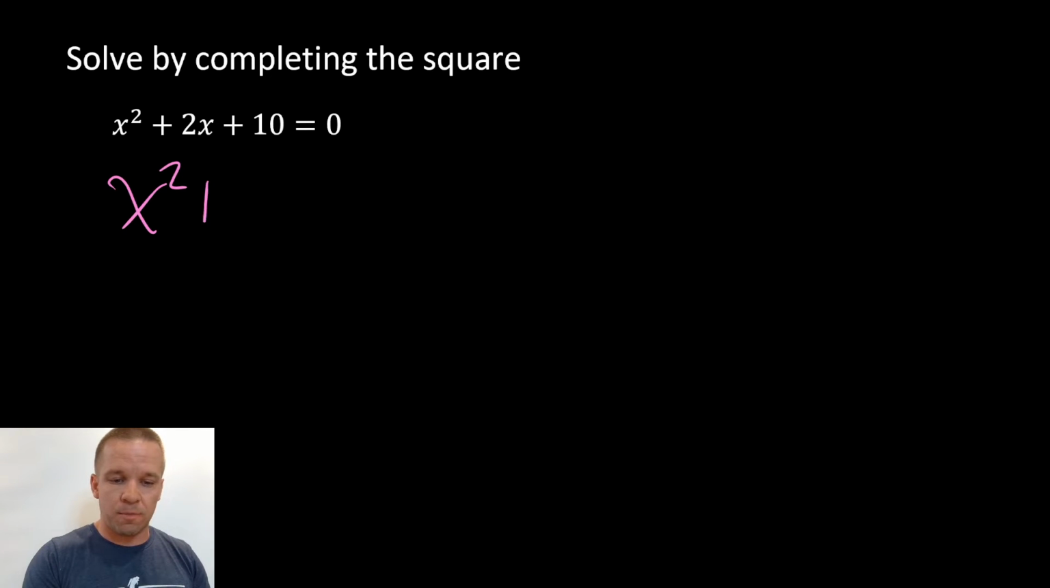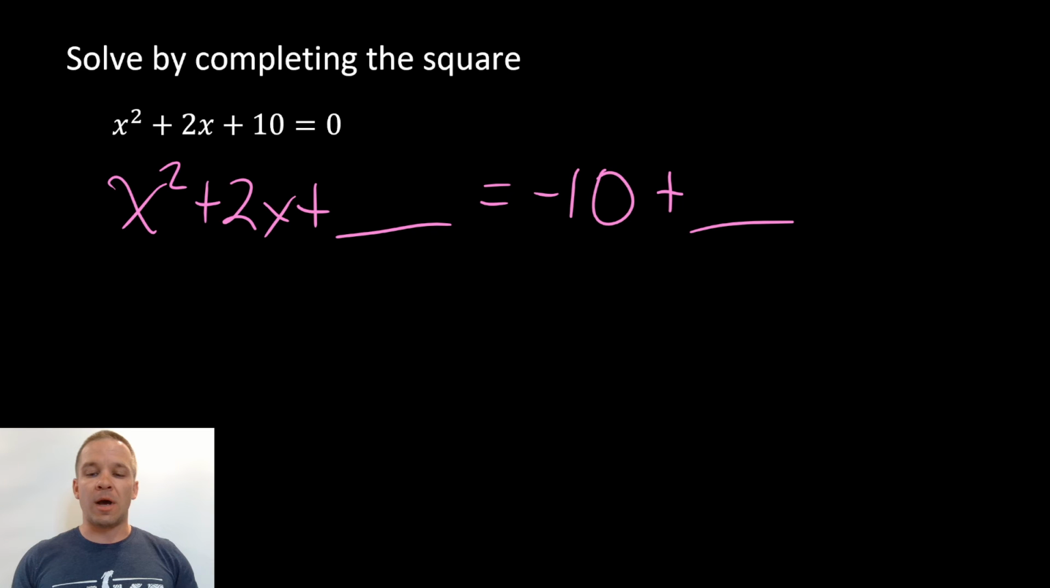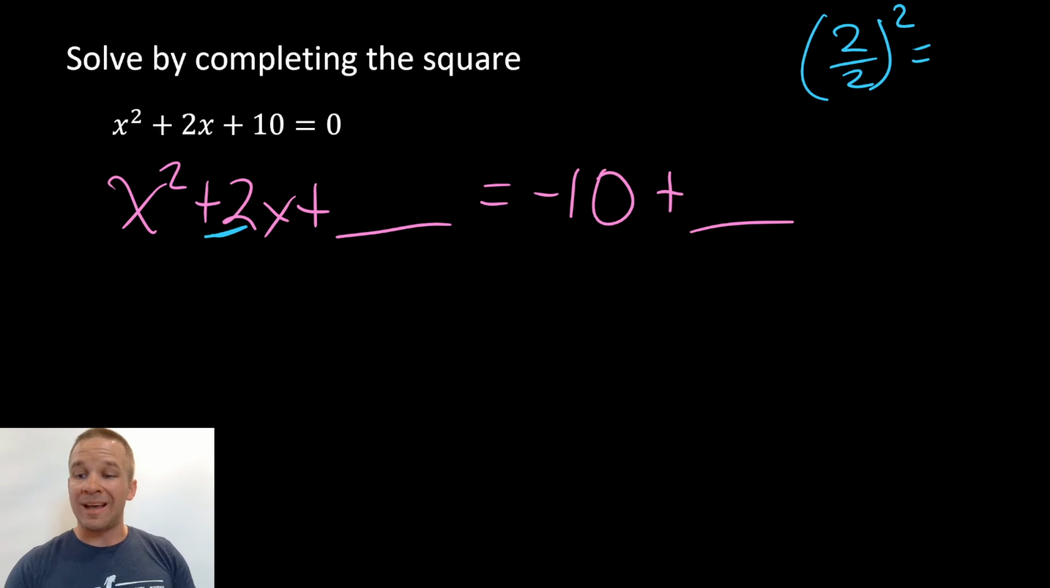So I'll have x squared plus 2x plus blank, because I'm going to have to add something there, equals negative 10 plus blank. That plus blank is so we can balance that equation on both sides. I've got to figure out what I'm going to add. So how do I figure that out? I'm going to take my b value, the 2, divide it by 2, and square it. So I get 1 squared equals 1. So I'm going to add 1 on both sides.